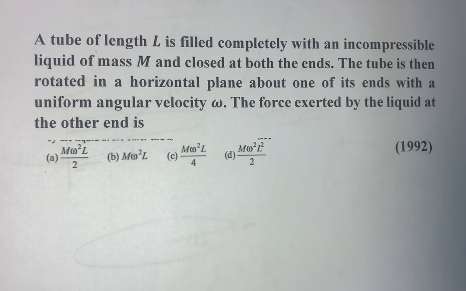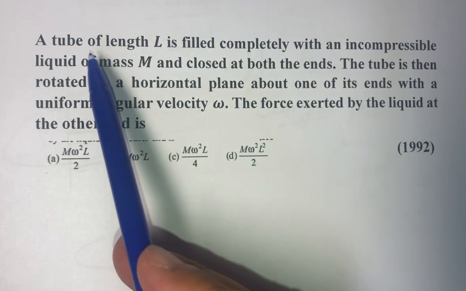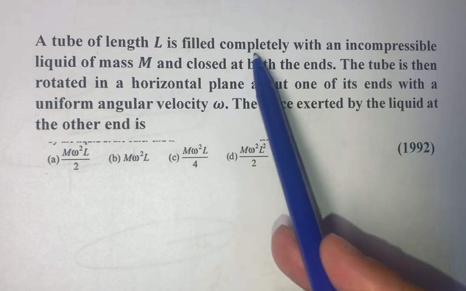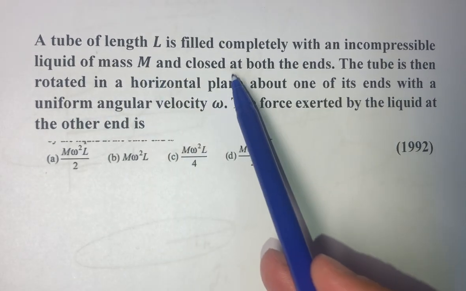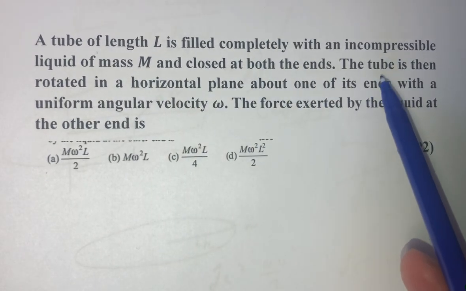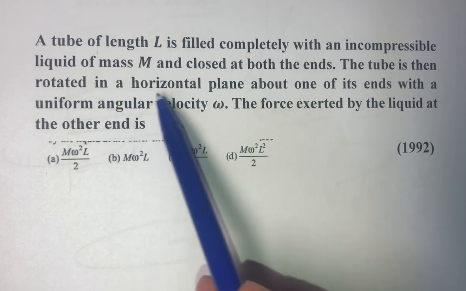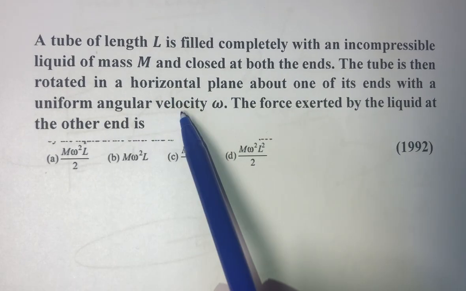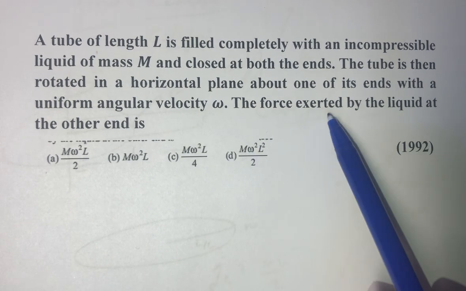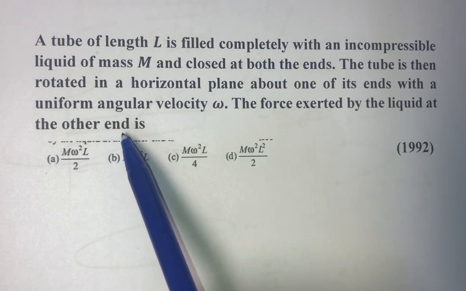Hello friends, in today's question, a tube of length L is completely filled with an incompressible liquid of mass m and closed at both ends. The tube is then rotated in a horizontal plane about one of its ends with a uniform angular velocity omega. The force exerted by the liquid at the other end is.